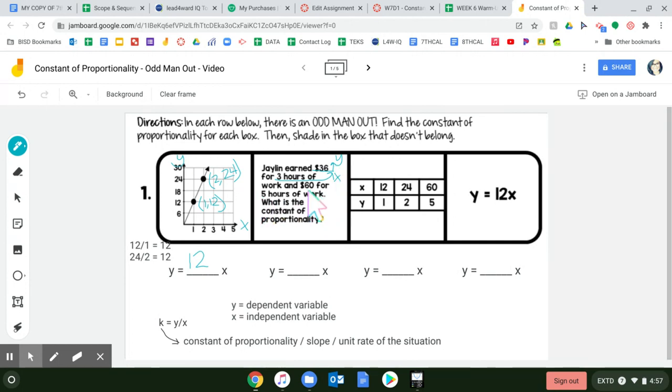We see the same thing here. We have this y value and this x value. So if I was going to calculate those out, we have 36 divided by 3 equals 12. 60 divided by 5 equals 12 as well. So it looks like in this situation, our constant of proportionality is also 12.